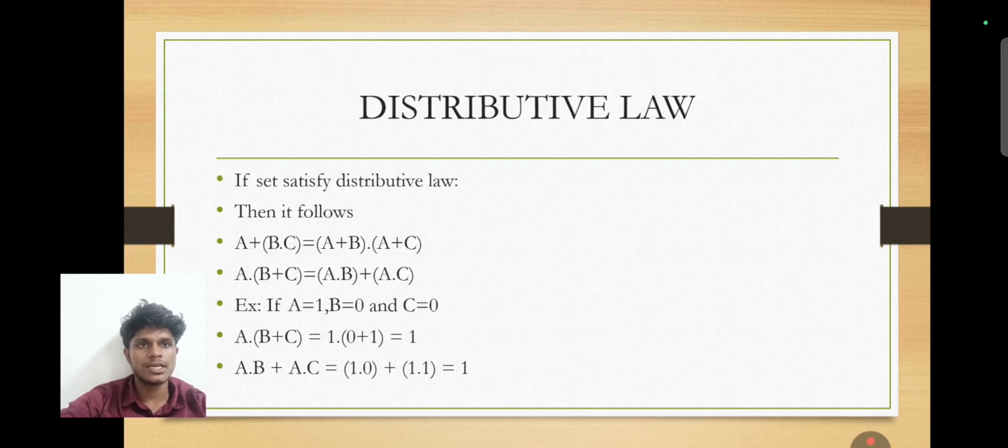Let us take an example. If a equals 1, b equals 0 and c equals 0, a into (b plus c) equals 1 into (0 plus 0) equals 0. A into b plus a into c equals 1 into 0 plus 1 into 0, which equals 0. LHS equals RHS. The distributive law is verified.